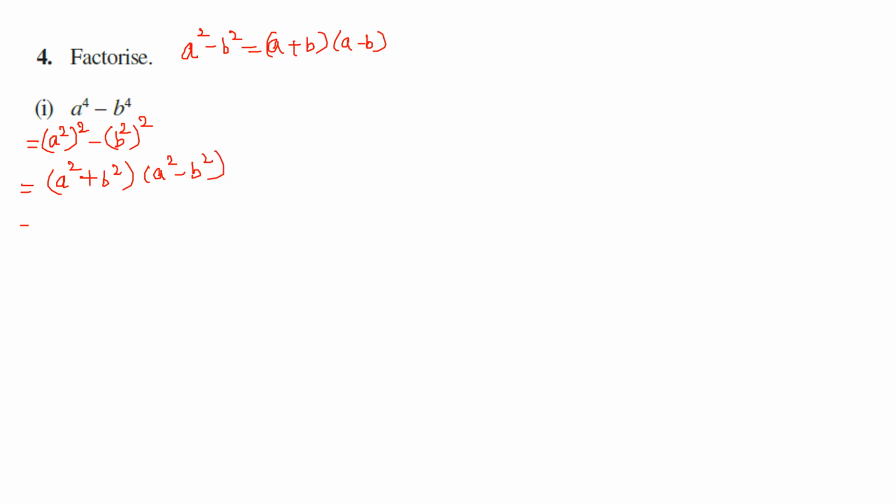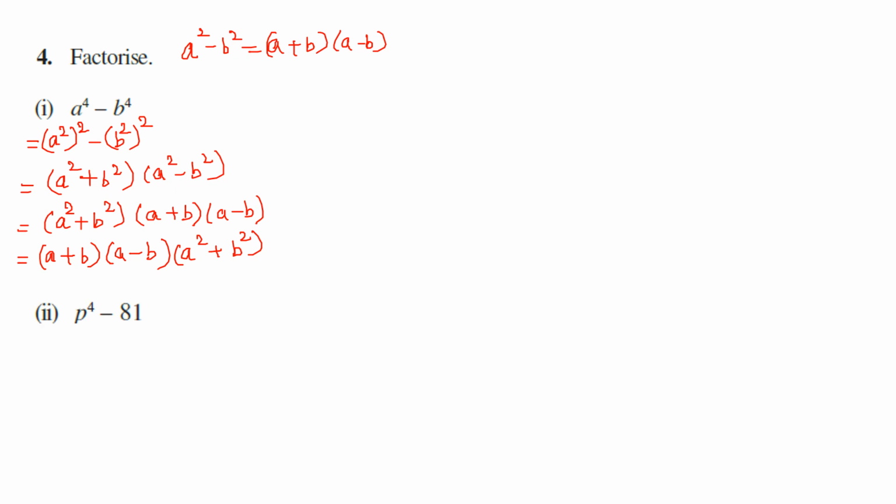So a square plus b square I cannot factorize further. So I have to write it as it is, and a square minus b square I can write it as a plus b into a minus b. So let me arrange it. So the final answer a plus b into a minus b into a square plus b square. So this is your final answer.